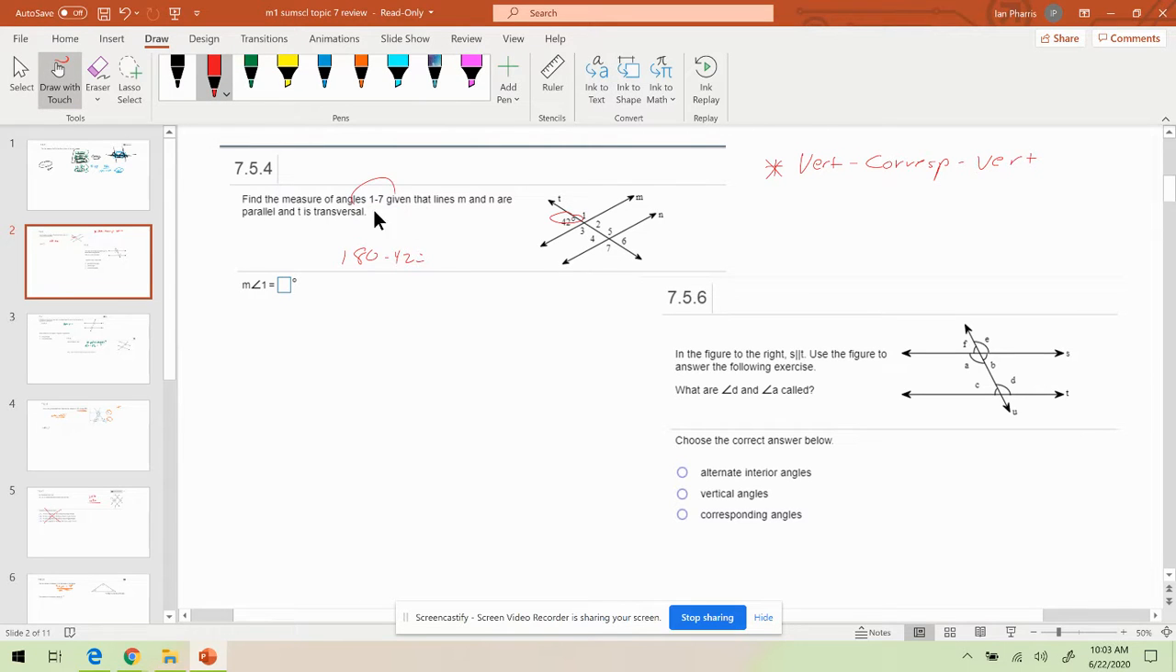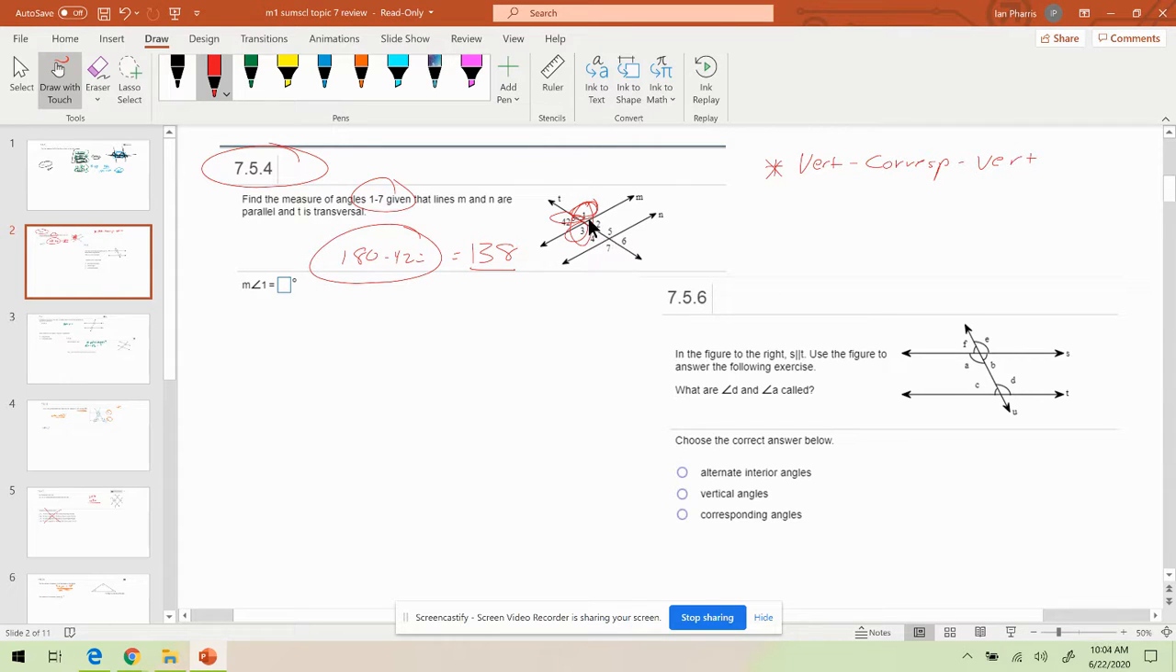Okay, find the measures of angles 1 through 7. This is the second question. Angles 1 through 7, once you do one little piece of organizing right here, 180 minus 42, I think is 138. Okay, so that's the linear pair with angle 42. That's angle 1 and angle 3. And that makes sense. Why? Because those are vertical angles.